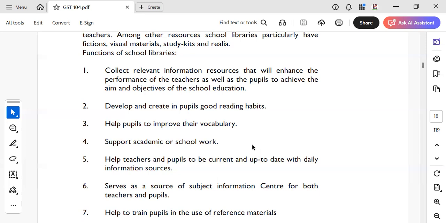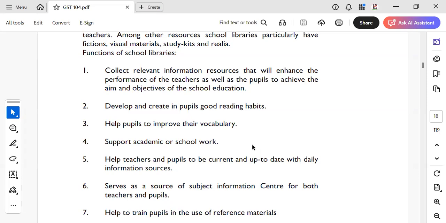Okay. Thank you, sir. Then number five, it says help teachers and pupils to be current and up to date with daily information sources. Okay, this one will take us back to the libraries. We all know what a library is, but you have got to be the kind of person that is updated. You can be in the library, in your phone, you can get information anywhere, anything trending, you should know about it. So teachers should help themselves so that they will be able to help the students with updates.